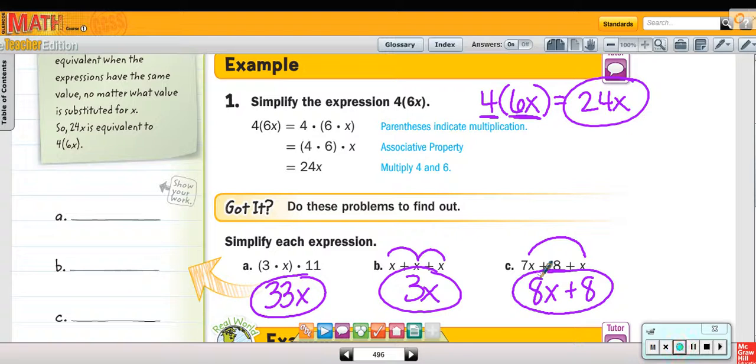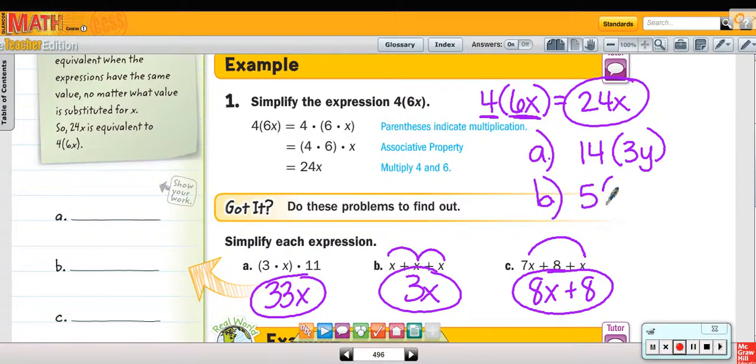Let's try another one. In your margin, I want you to write down this problem. And let's do a letter C. Okay, once you have those written down in your margin, I want you to go ahead and pause the video and try those on your own.